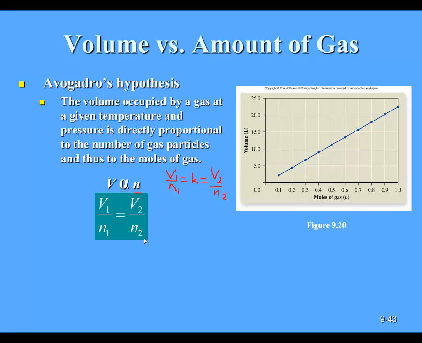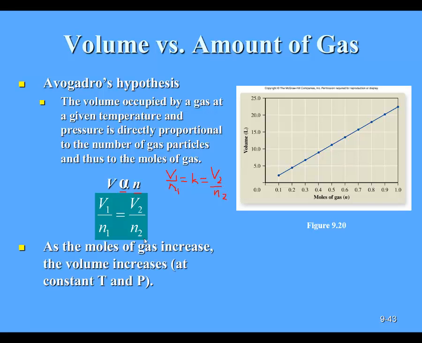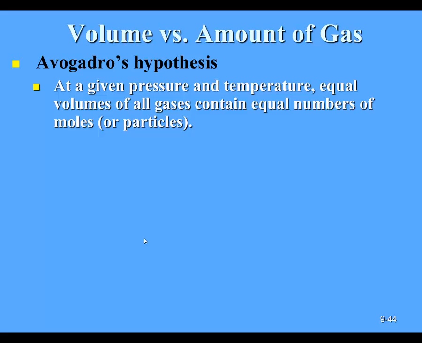So that would allow me to predict an unknown volume and an unknown number of moles. Just remember that as the moles of a gas increases, the volume of that gas will increase, and this is a good prediction as long as we're holding temperature and pressure constant. If we had temperature and pressure varying, then we might want to use something like the ideal gas law equation, which we'll be looking at here in just a few minutes.